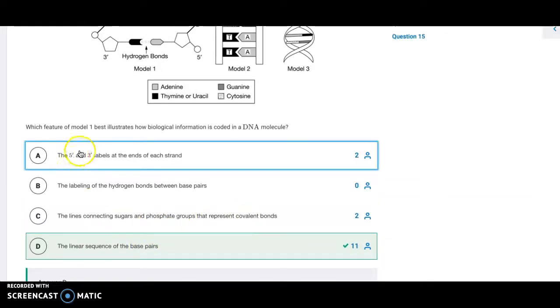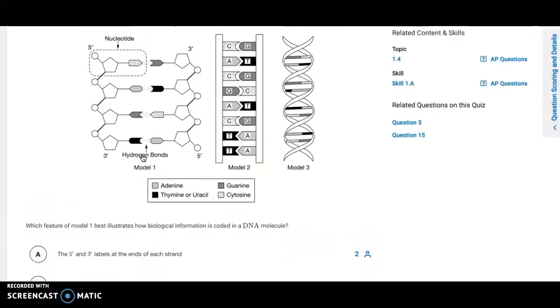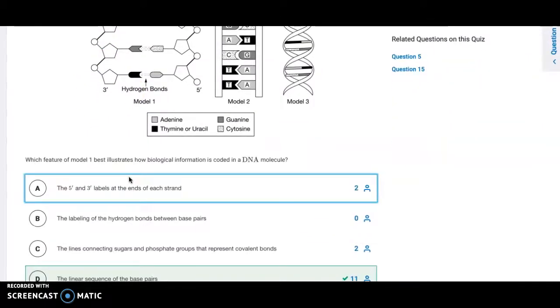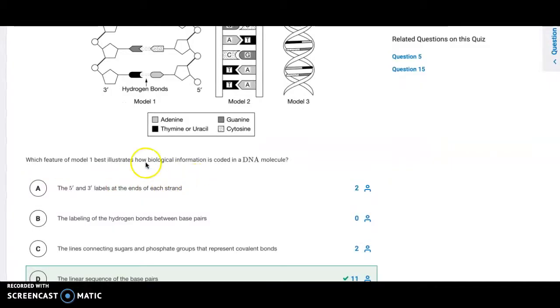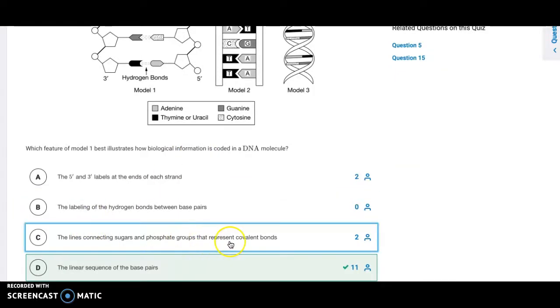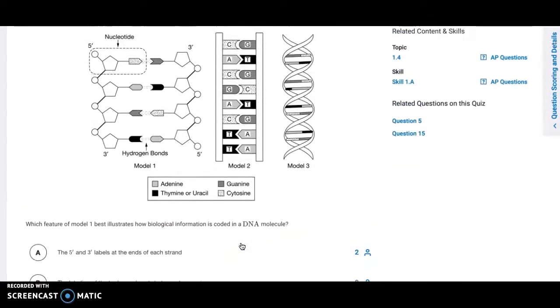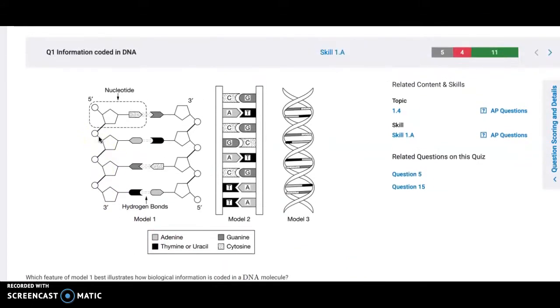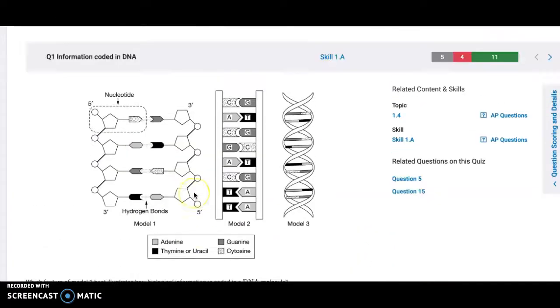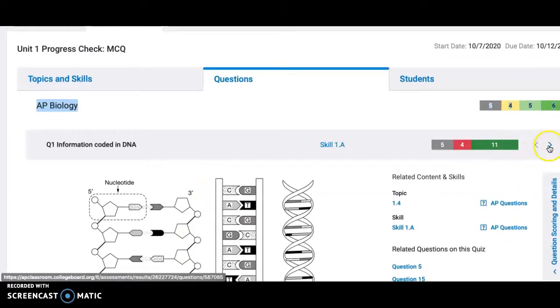Some of you selected the 5' to 3' end, which is a feature of nucleic acids, may be involved, but that does not determine the information storage. It only determines the directionality. And then the lines connecting sugar and phosphate that represent covalent bonds. Again, that's a true statement. Those do represent covalent bonds. However, it does not carry the biological information that's coded in DNA.